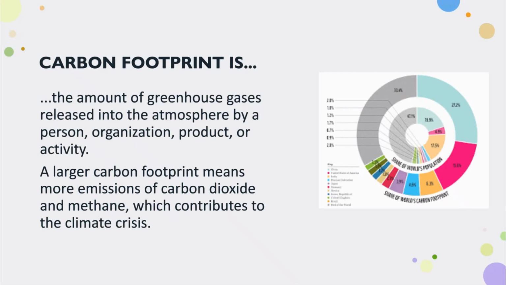So carbon footprint is the amount of greenhouse gases released into the atmosphere by a person, organization, product, or activity. So it's not just about individuals. It can also be about countries, about organizations. So for example, if you were able to estimate and calculate all the emissions that come out of everything that we do within Scotland, you are able to calculate the carbon footprint of Scotland as a country as well. If you wanted to calculate the carbon footprint of the whole of the UK, you can do that. You can do that for the whole of Europe. You can do that for the whole world.